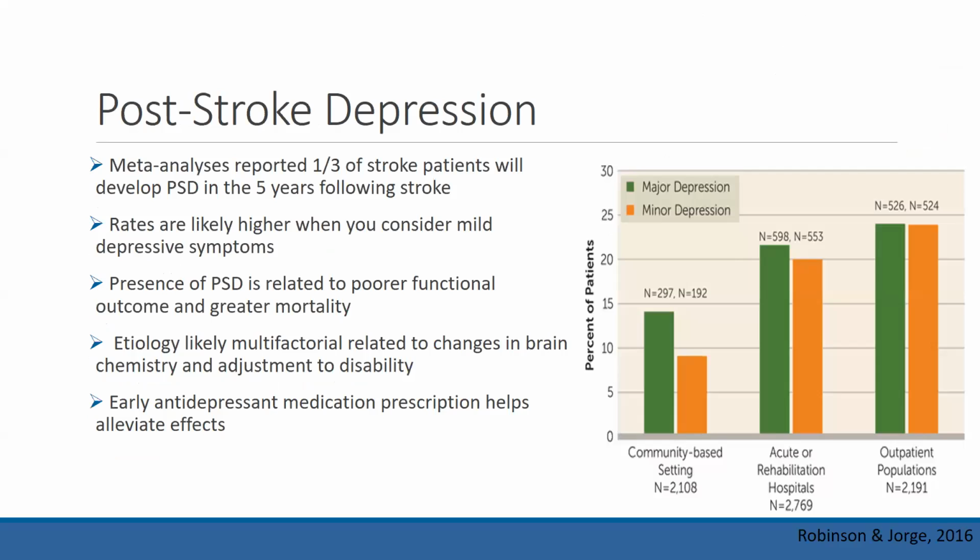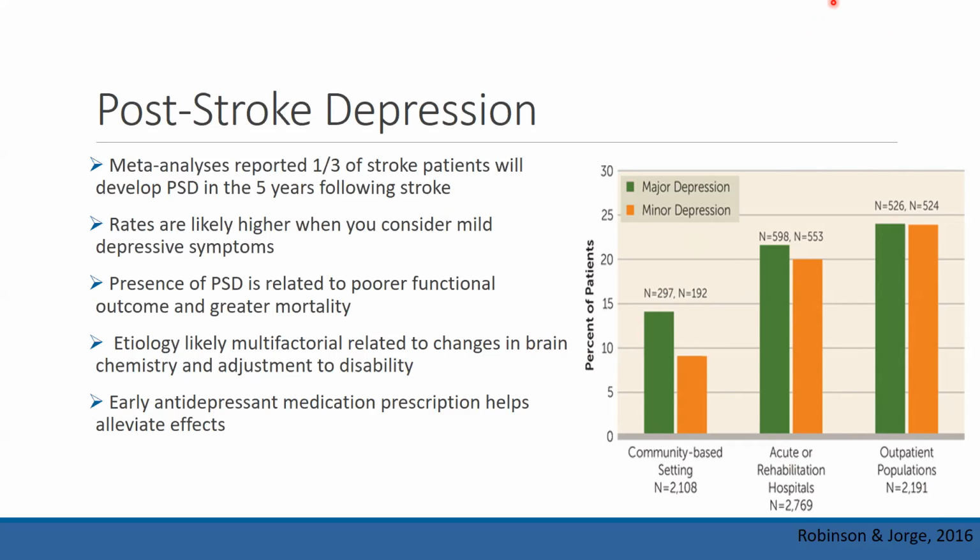And then the last neuropsych symptom I wanted to talk about is post-stroke depression. So depression is very common after stroke, and you may think, of course, they just had a stroke, so they're going to be adjusting to that and having some depressive symptoms, but it seems more than just that. So meta-analyses have reported about a third of stroke patients will develop post-stroke depression in the 5 years following stroke. However, this paper here showed that the rates are actually likely higher when you consider mild depressive symptoms. So that 1/3 really comes from meeting criteria for a major depressive disorder.